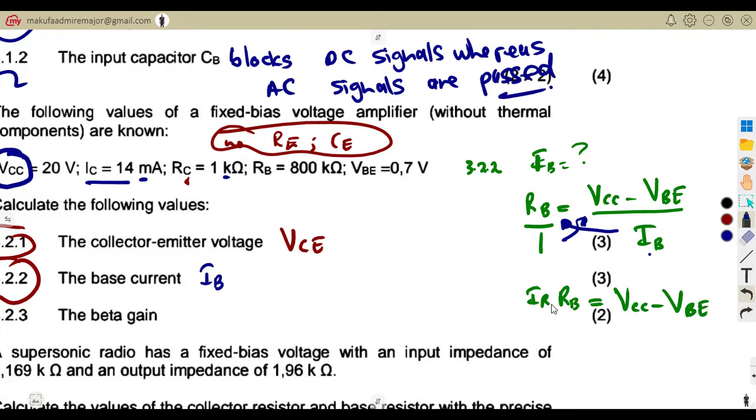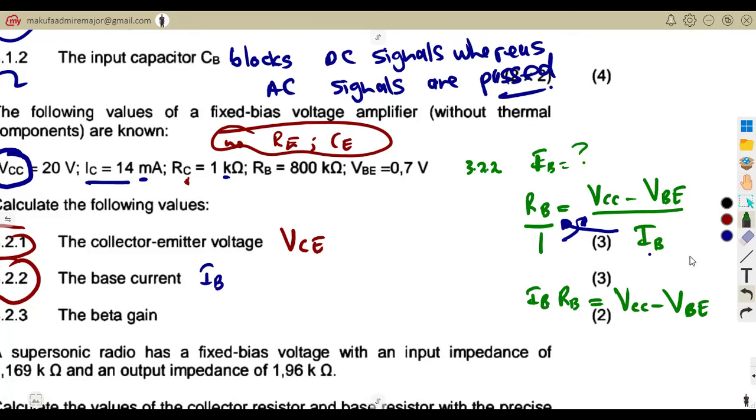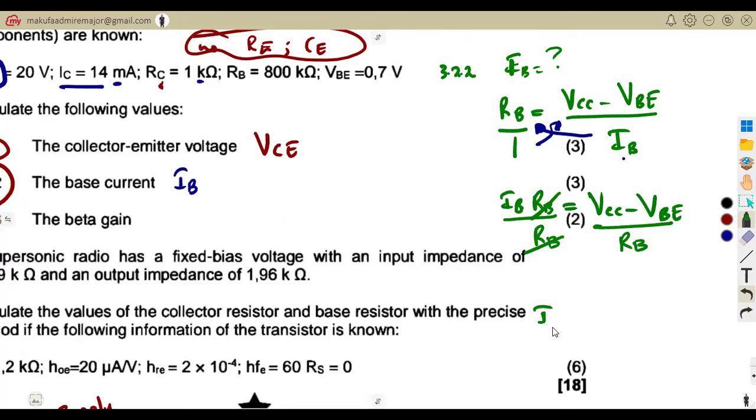What is it that you need? You need to calculate the value of IB, this one. This is IB. So what is needed? You need to remove that RB. So just divide by what? By RB both sides. Divide by RB both sides like this. So you're going to have the value of IB. So just like that, IB is equal to this.